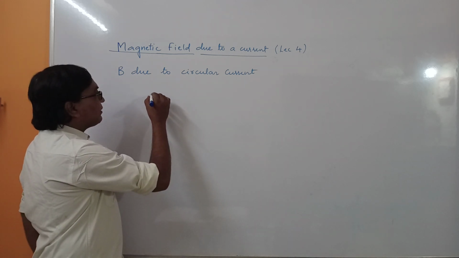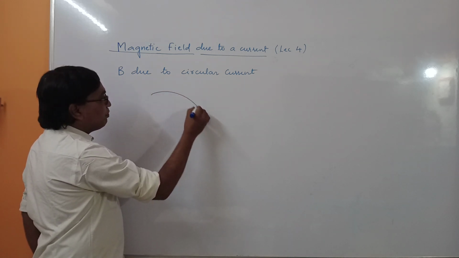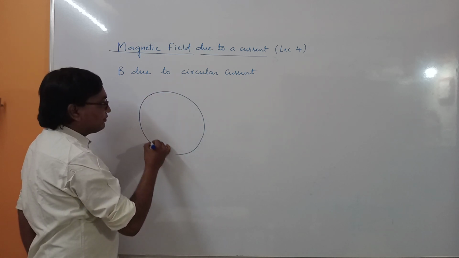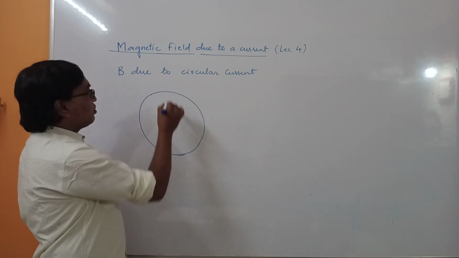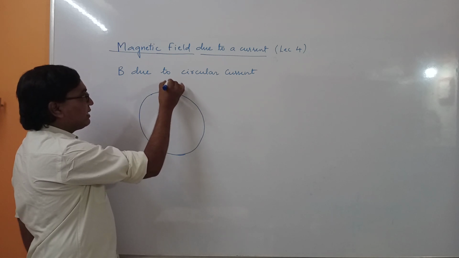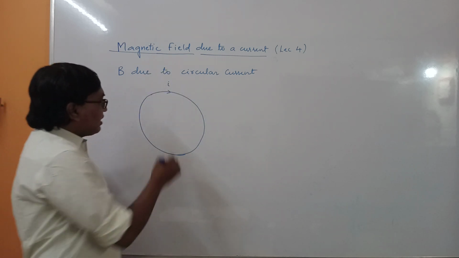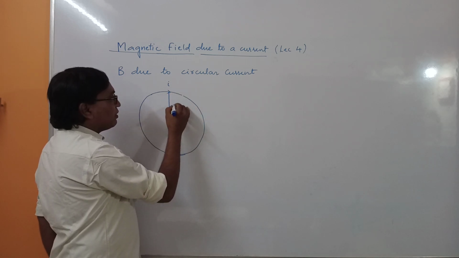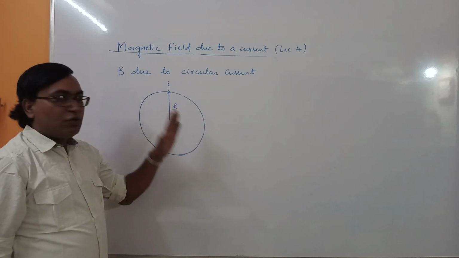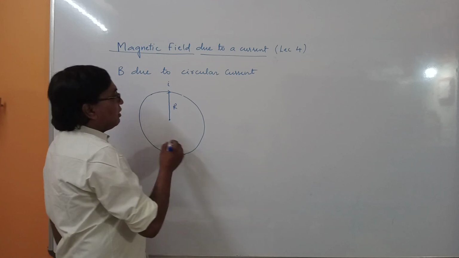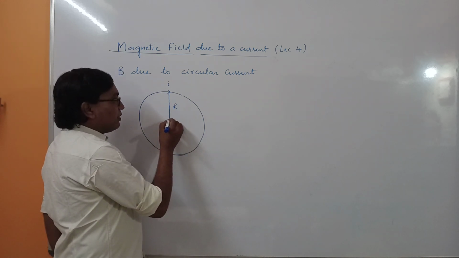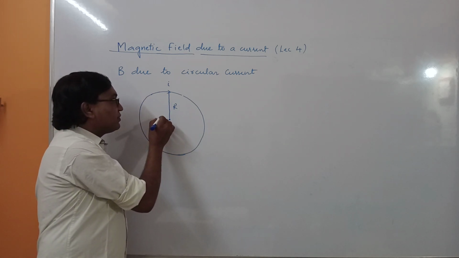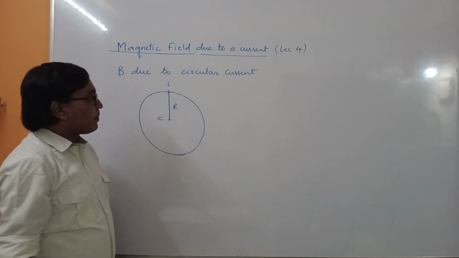So let us take a circular loop carrying a current I. So this is a loop carrying current I. Let us assume the radius of the loop to be R. So this is the radius of the loop. Now we have to find out the magnetic field due to this circular loop at its center. So let us say this is the center.